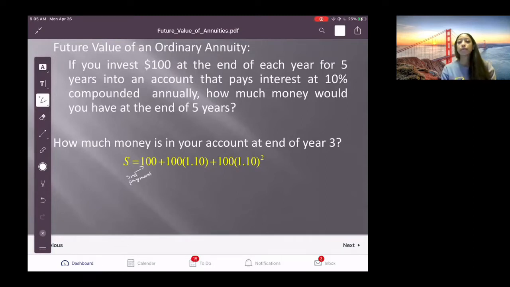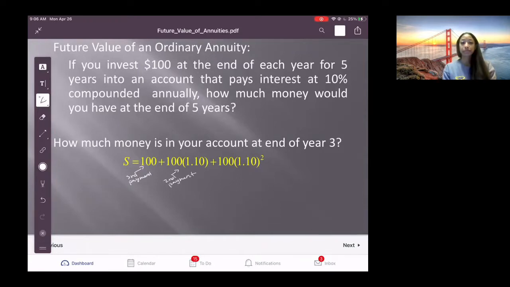And then what happened with that money that you put in at the end of year 2? Well, now that money has been sitting in the account for 1 year. So the money that you put in at the end of year 2 has earned interest for 1 year. So we have 100 times 1.10. This is the second payment that you made, for the end of year 2.